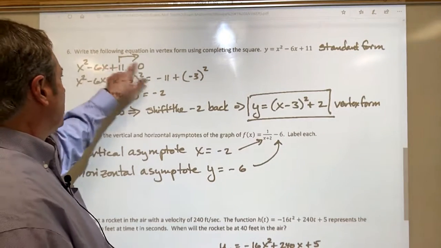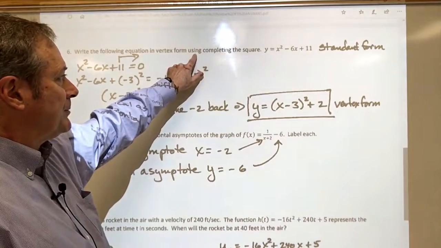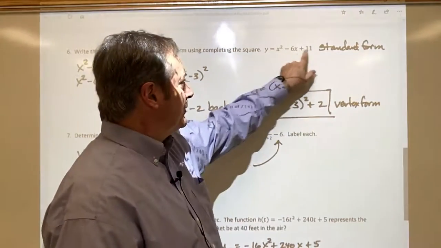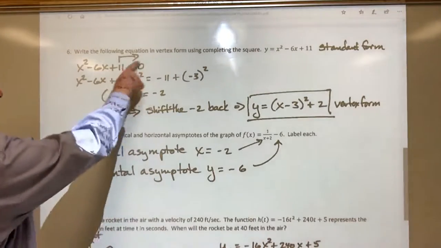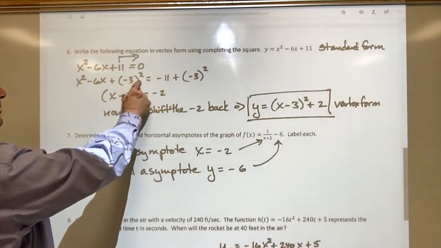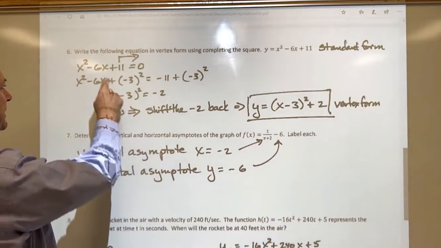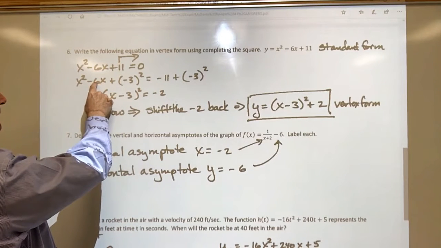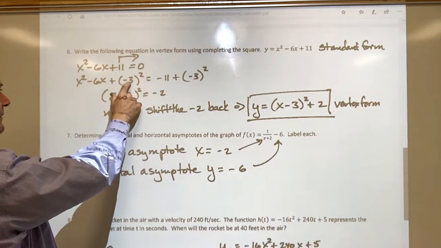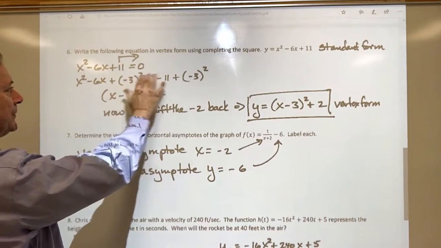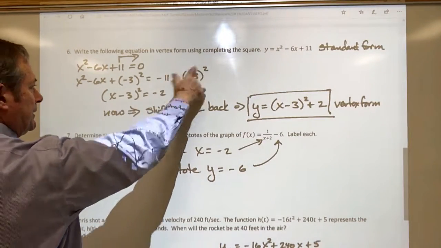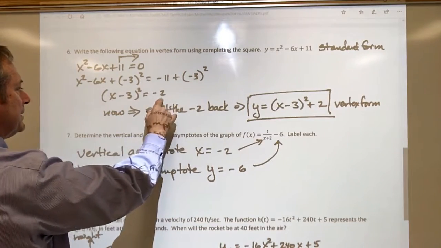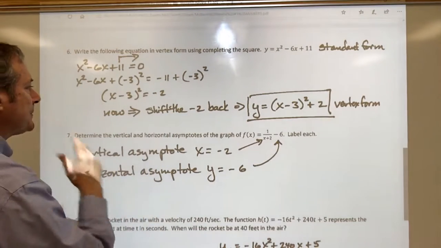All right, rewrite the following equation in vertex form using completing the square. This is standard form, so we're going to move the 11 over like we do here. We're going to create a perfect square term by taking the b number and dividing it by 2. Negative 6 divided by 2 is negative 3. We add it to this side and to that side. So negative 11 plus, and this is essentially 9, is negative 2.